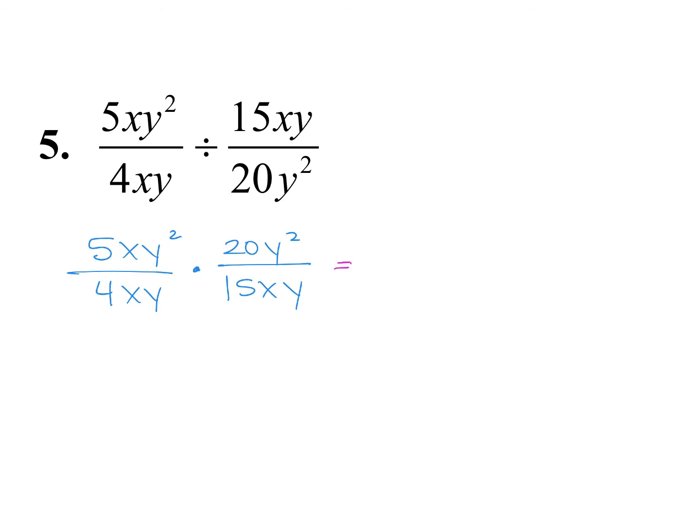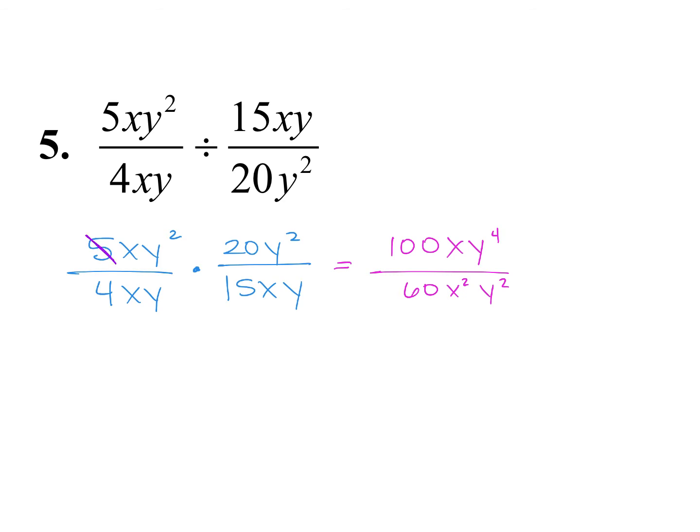If you multiplied across right now, 20 times 5 is 100. You have x, and you have y to what power? The fourth, okay? On bottom, 4 times 15 is 60. X squared, y squared. Okay, so you could do that, and maybe that's a little simpler with your exponents. That's fine if you would prefer to do it that way.